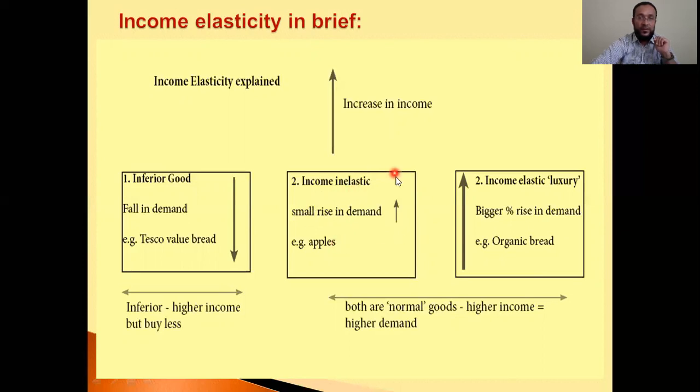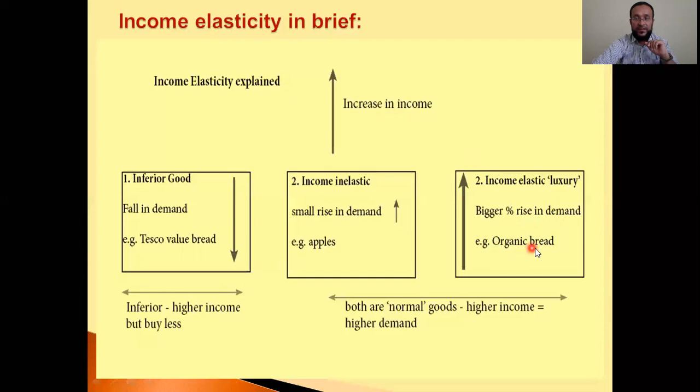So for normal goods and necessity, if income increases, demand will also increase, but it will increase less than the increase in income. We gave one example here, apples. Apples are a normal good, and they have inelastic demand and are also a necessity. Now look at the income elastic and luxury. For an income elastic good, if income increases, demand will also increase, but by a bigger amount. A smaller increase in income will lead to a bigger increase in demand.